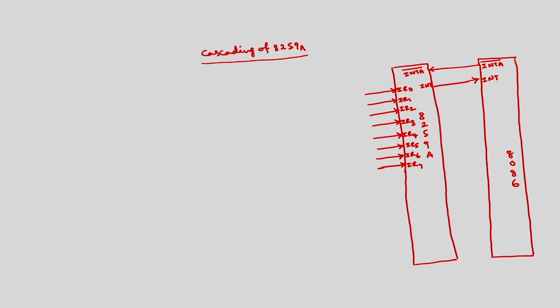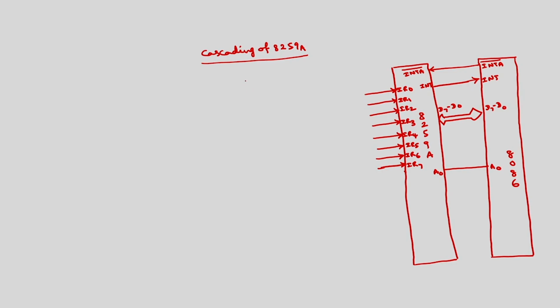Then the A0 line of this one is connected to A0, and the data bus will be connected together. We have D7 to D0, which will be connected to D7 to D0 of the lower order 8 bits of the 8086 address data bus.